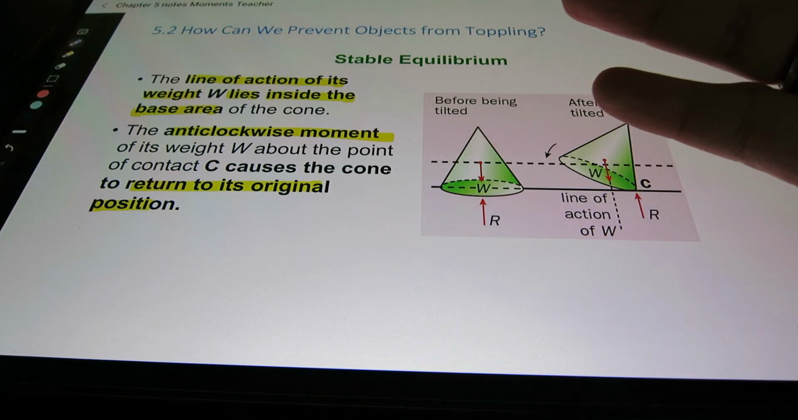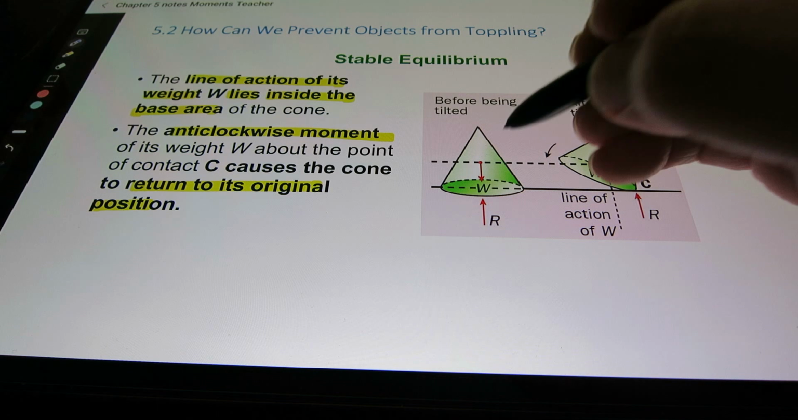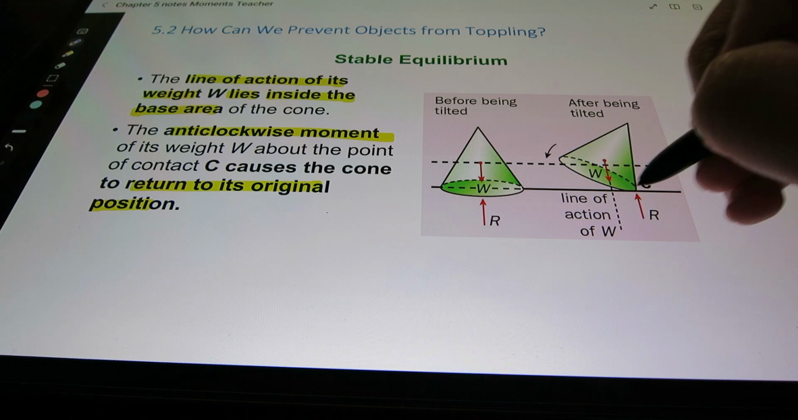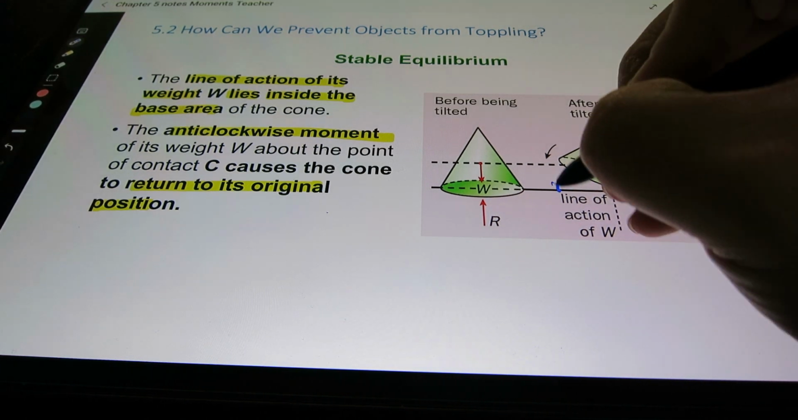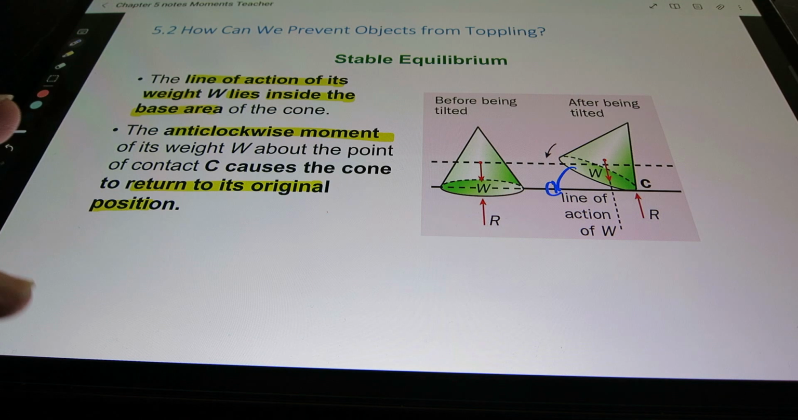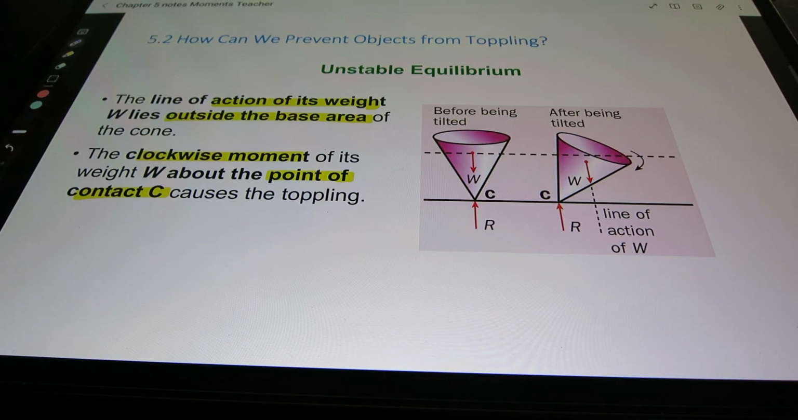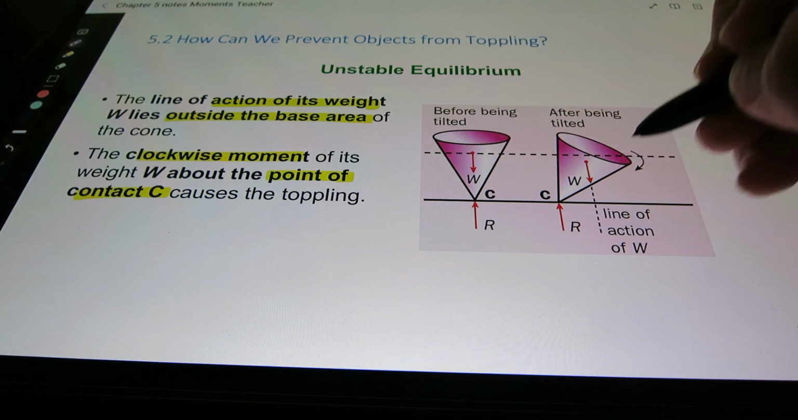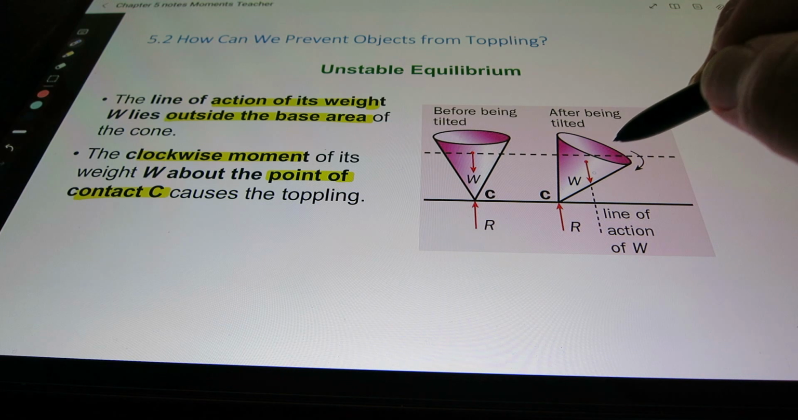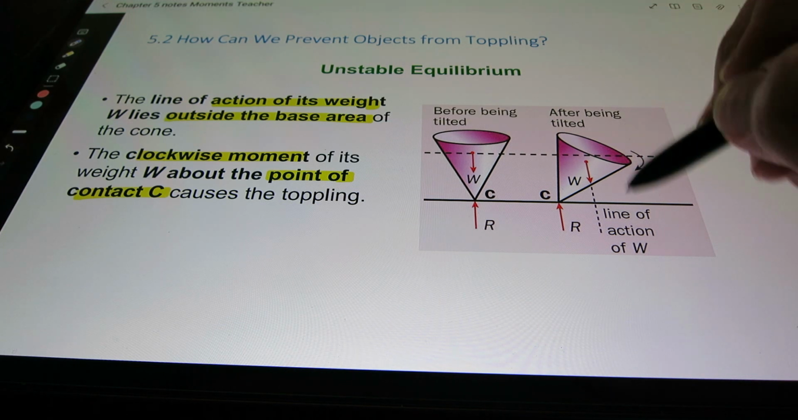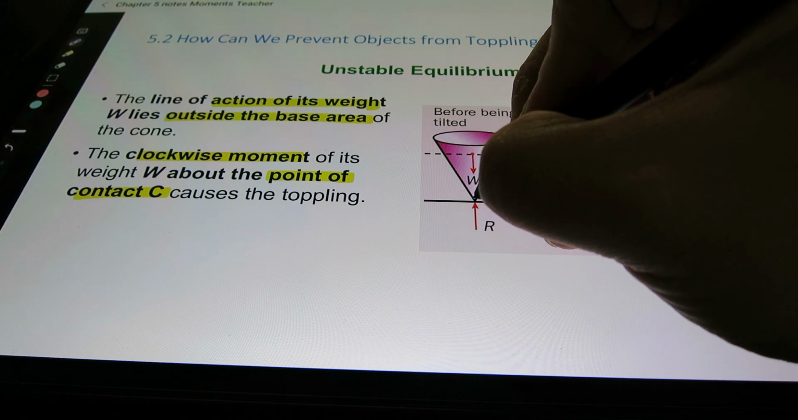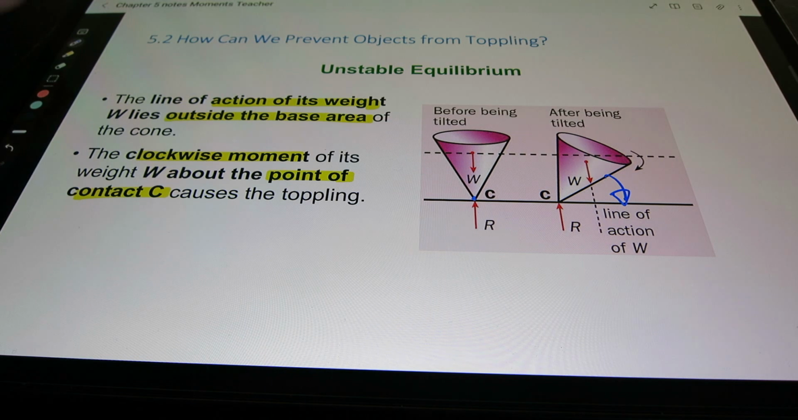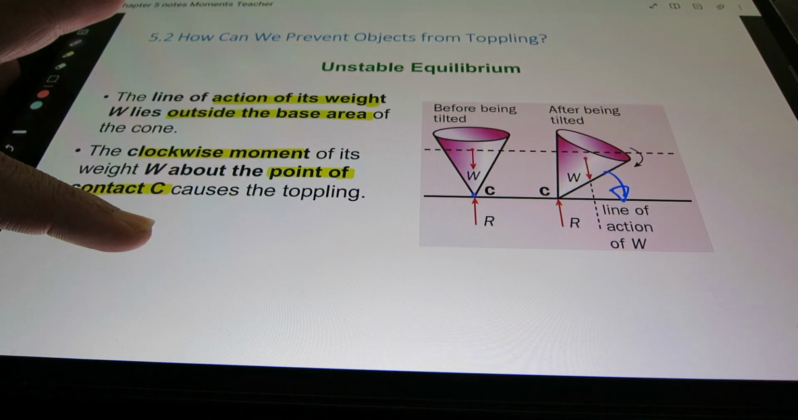So this is a stable equilibrium, a conical base here. When I rotate the object, for as long as the center of gravity remains within the base area, I will have a moment that will cause it to return back to its original position. An unstable equilibrium is like this. Any kind of force, any kind of tilt to one side will cause the center of gravity of the object, or rather the line of action of the force of the weight, to fall outside the base area, which is literally just this one tip. Once it falls outside, it's going to have a certain moment which will cause it to topple away from the original position. So this is an unstable equilibrium.